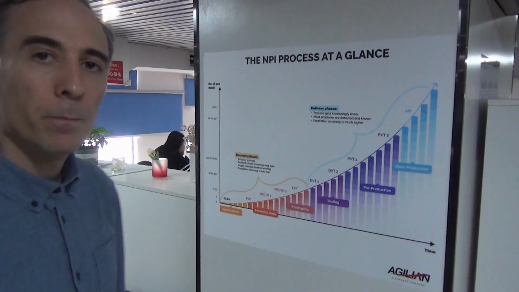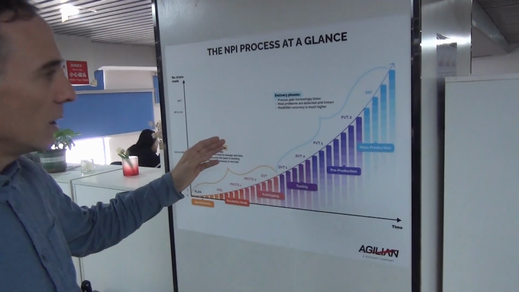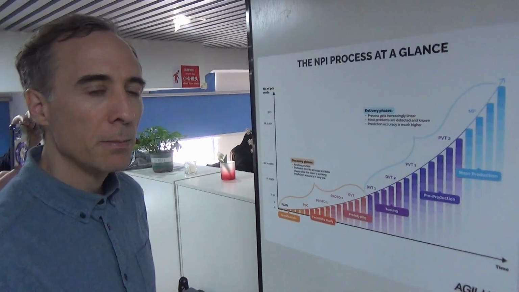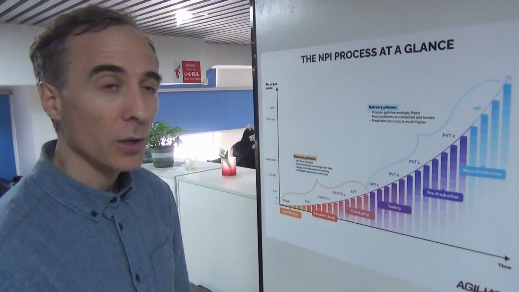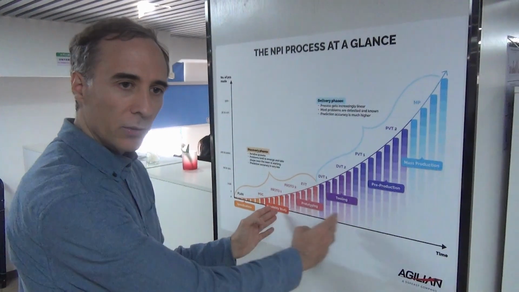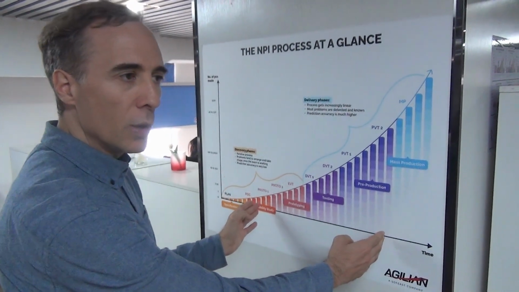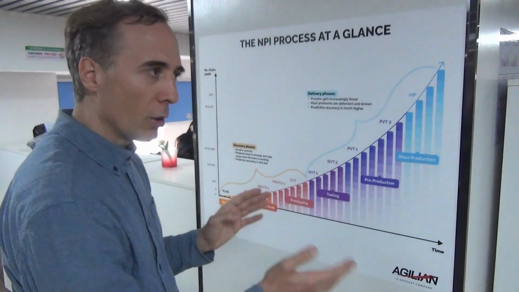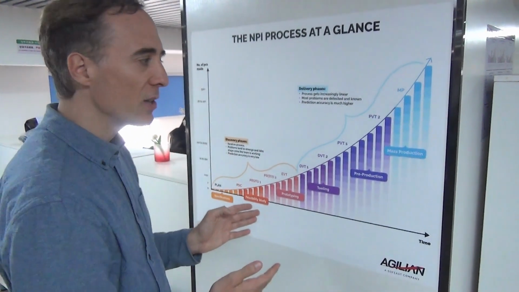In the electronics industry, people use this acronym NPI, New Product Introduction. It's how to bring a new product into production with relatively low risk, while avoiding a lot of the unpleasant surprises.